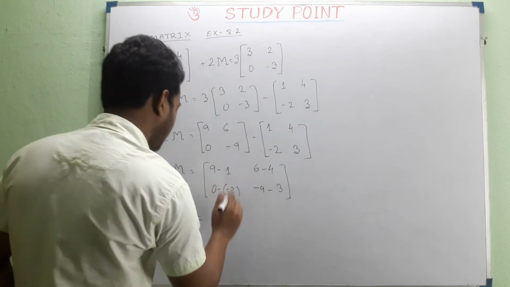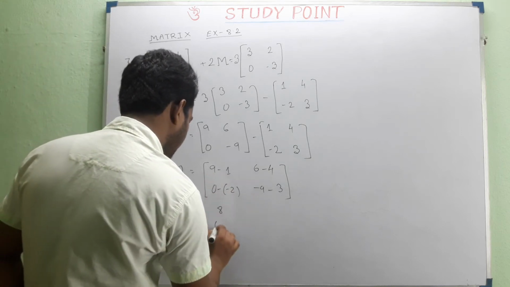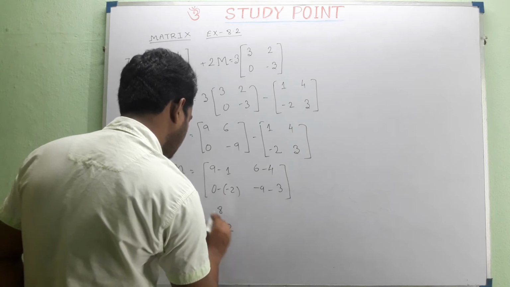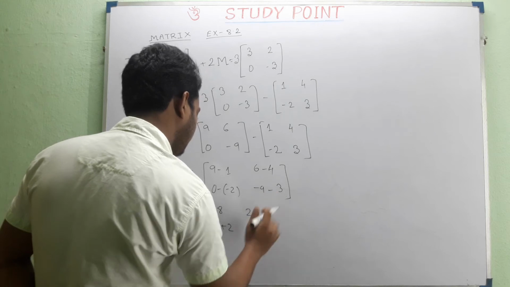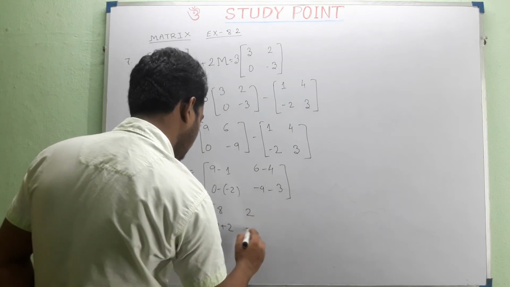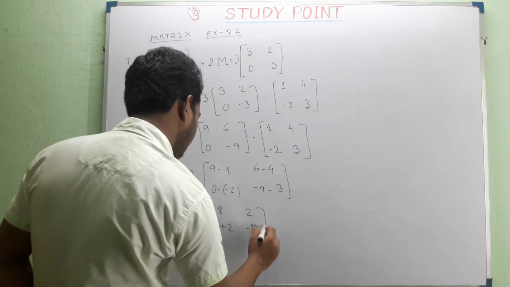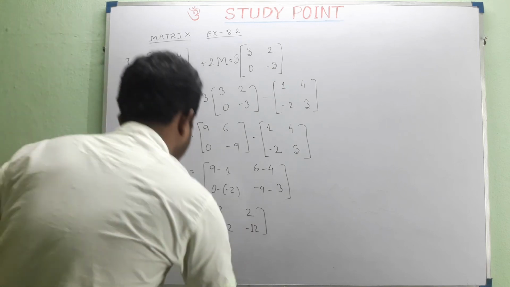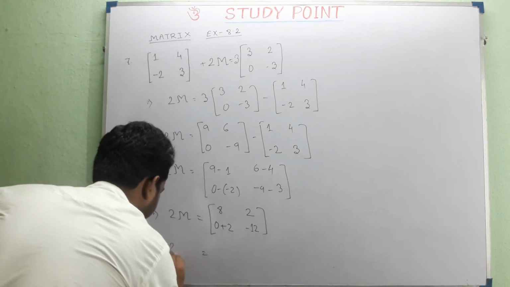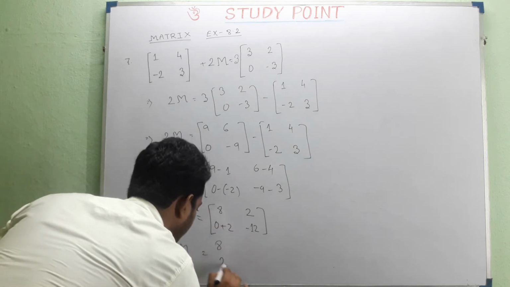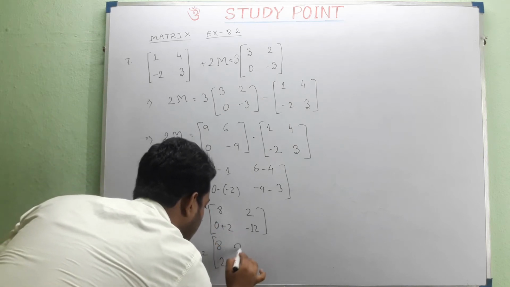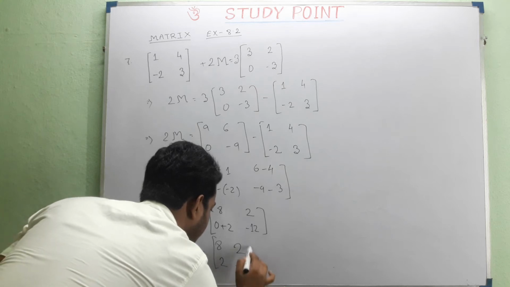Now see, from 9 minus 1 it will be 8. 0 minus into minus will be plus 2. 6 minus 4 will be 2. Minus 9 and minus 3 will be minus 12. Now after addition, this thing will be 8, 2, 2, minus 12.